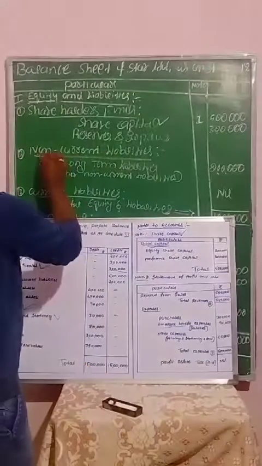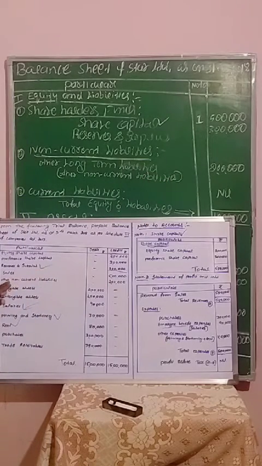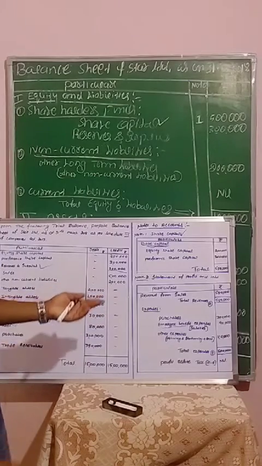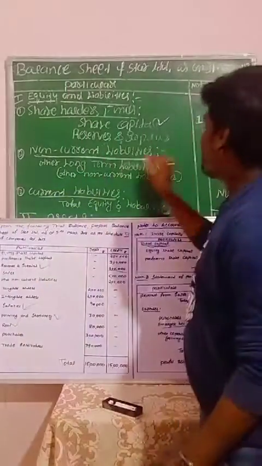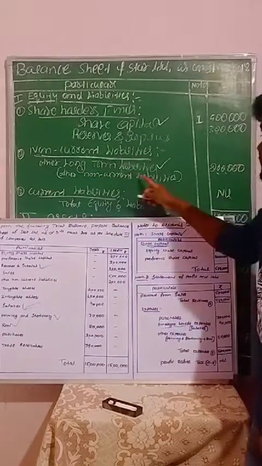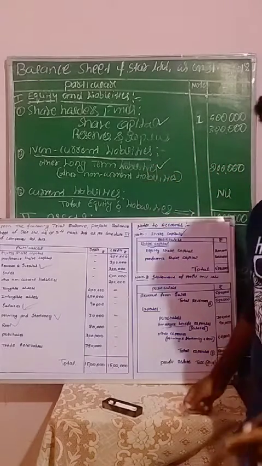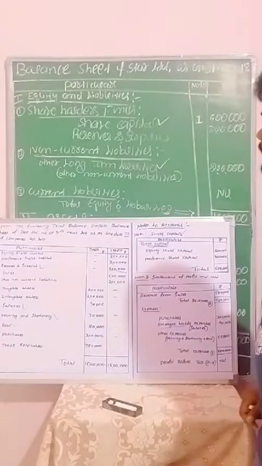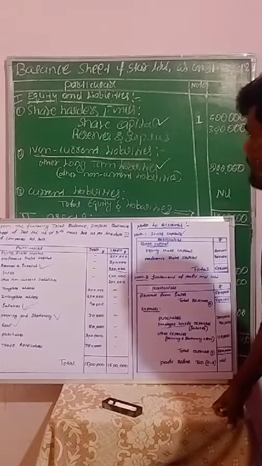Here, under the non-current liabilities, we get only one transaction: other non-current liabilities. Other non-current liabilities means nothing but other long-term liabilities, right? So totally 2 lakhs rupees we can record. These 2 lakhs rupees, whether they may be long-term loans from financial institutions or banks, for these transactions we record them under the non-current liabilities.